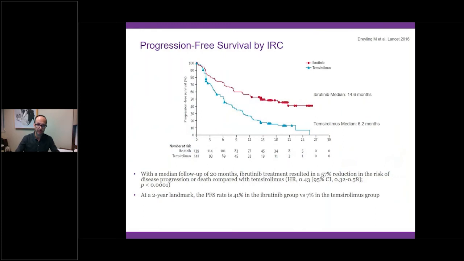So in this study, patients treated with ibrutinib in the red curve had a significantly better progression-free survival than patients treated with temsirolimus. The median progression-free survival in temsirolimus was only 6 months. With ibrutinib, it was 15 months in this patient population. But you need to remember, these patients had received a whole bunch of treatments in the past. So this was not ibrutinib as second line, which is what most patients with mantle cell lymphoma would get today. This was ibrutinib as the fourth, fifth treatment when all else had failed. So the fact that a 15-month median progression-free survival was seen for these patients is very remarkable.